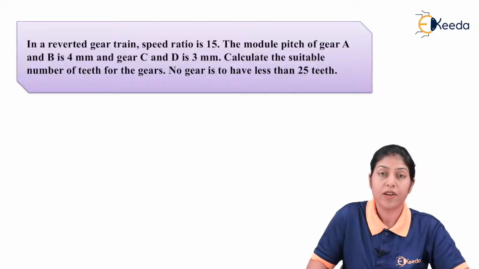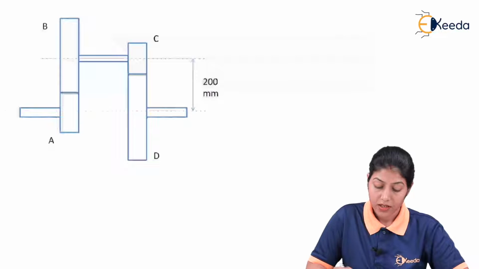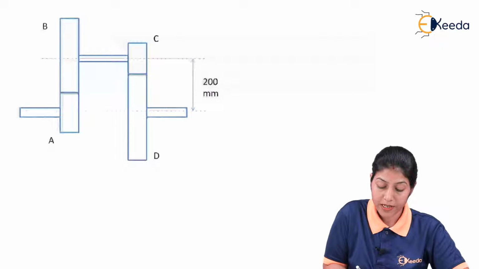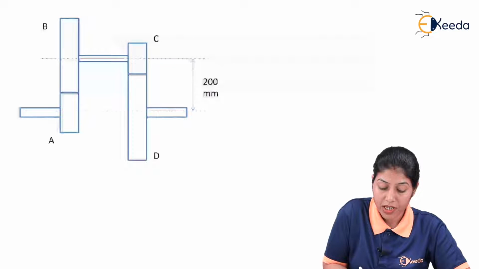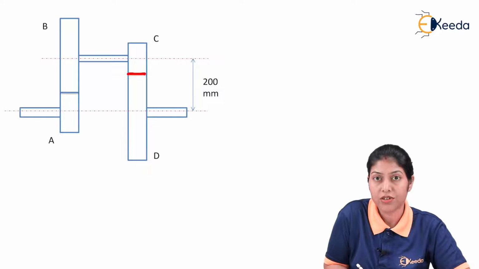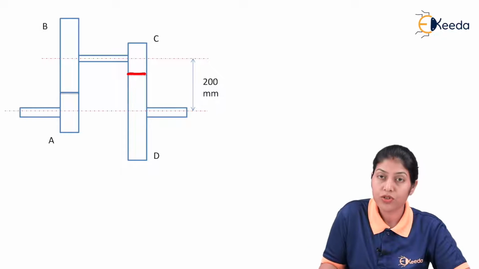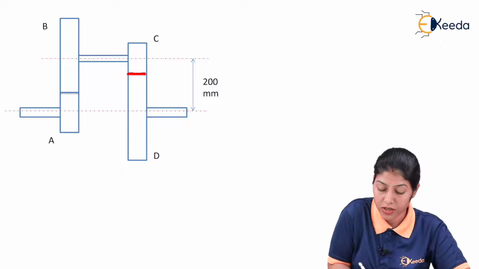So here we have a reverted gear train, and in this reverted gear train we are considering 4 gears: gear A, gear B, gear C and gear D. So it is represented by this diagram. Here we have one gear A which is in meshing condition with gear B, and gear B and gear C are mounted on a same shaft, and this gear C is in meshing condition with another gear, gear D. So let us consider this gear A is the driving gear and gear D is the driven gear. So the axis of both the gears should be coaxial.